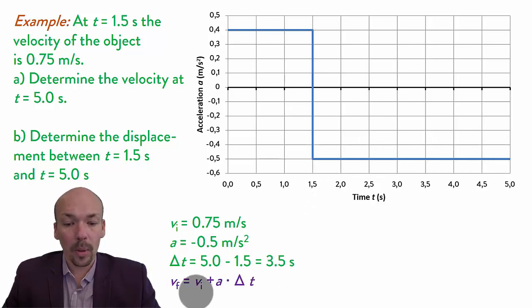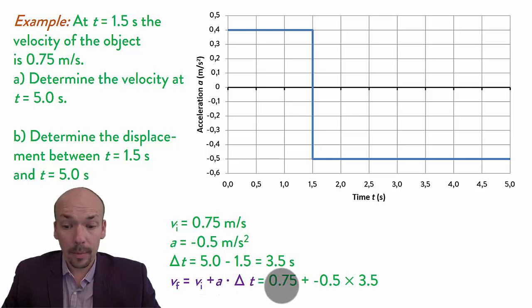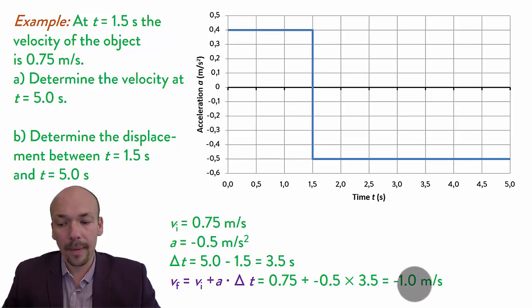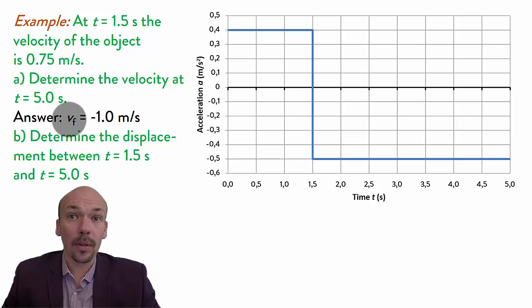And we use this equation. We add all the information in it, and we have a final velocity of minus 1.0 meters per second. So it actually changed direction, it went from positive to negative, because velocity is a vector. So now we know the answer. The final velocity is minus 1.0 meters per second.